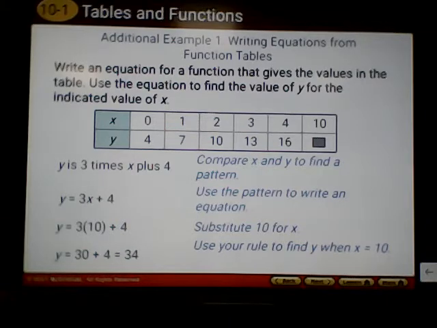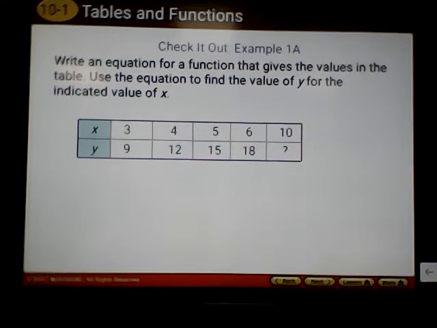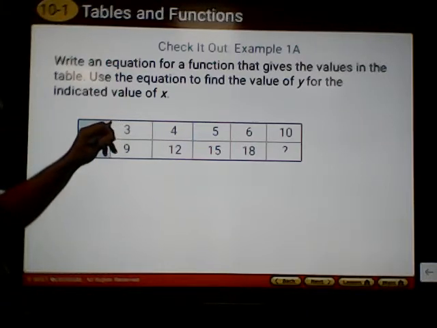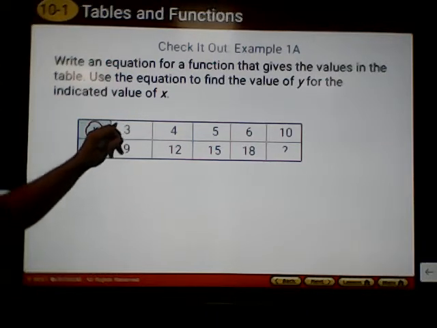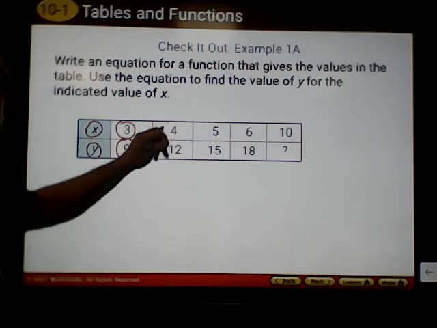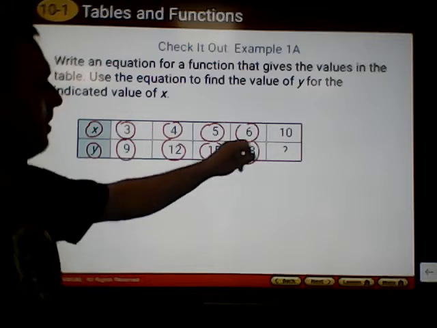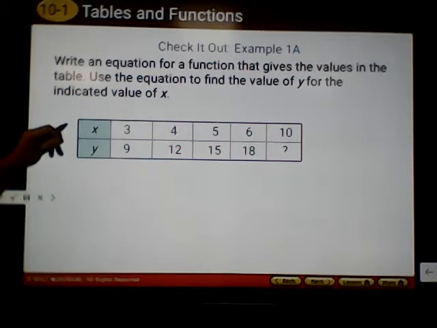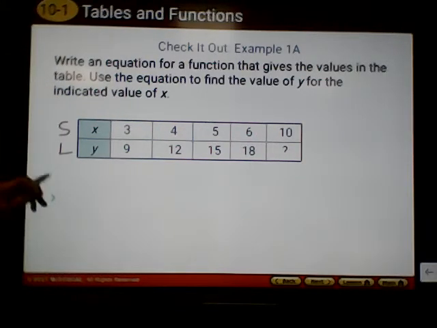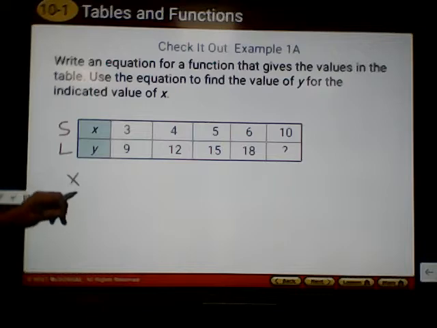I'll do a couple more of these because they're not as easy. How about this one? Remember, the first thing you want to look at is the pattern between x and y. Smaller to larger, smaller to larger, smaller to larger. So we know we're going from smaller to larger. It means there are 2 operations we can get a larger number out of, either multiply or add. So we try these first.